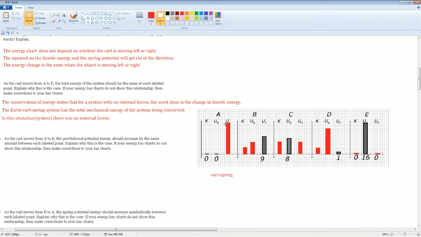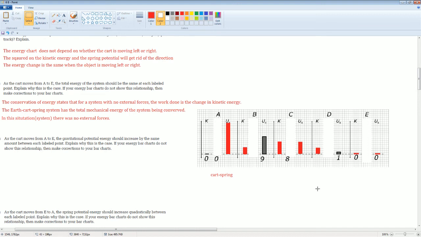All right. Okay. So, is there gravitational potential? Nope. Gravitational potential? Nope. There you go. All right. This is the cart-spring system. This is how it looked like.